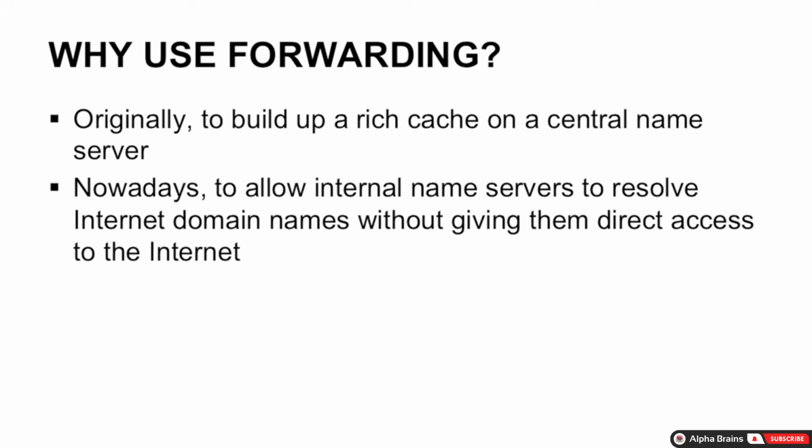What's forwarding useful for? Originally, in the early days of DNS, it gave administrators a way to funnel their queries through a single super name server, which would build up a rich cache of data. But today, it's most commonly used inside a company's internet firewall. Rather than poking holes through the firewall to allow all internal name servers to query name servers on the internet directly, most internal name servers are configured to forward queries to a few designated forwarders. Those forwarders are allowed to send queries to internet name servers. By using the forwarders, all the internal name servers are able to resolve internet domain names, but not all name servers are exposed directly to the internet.